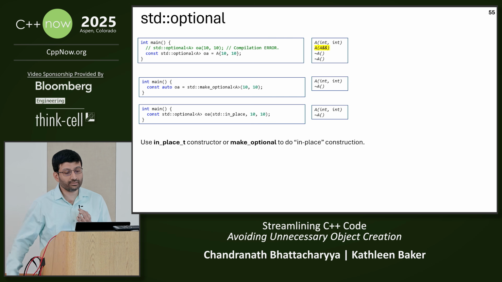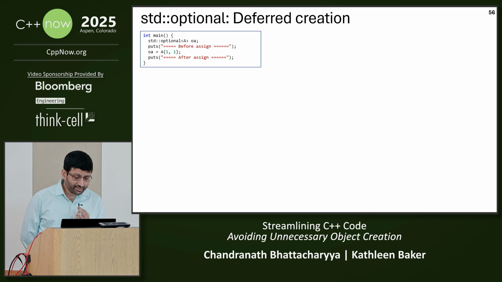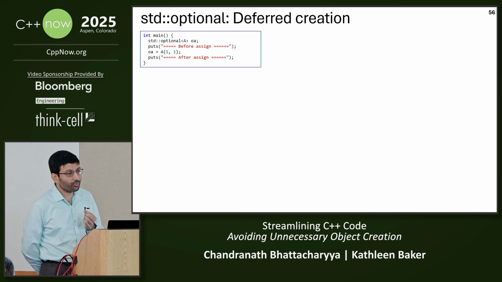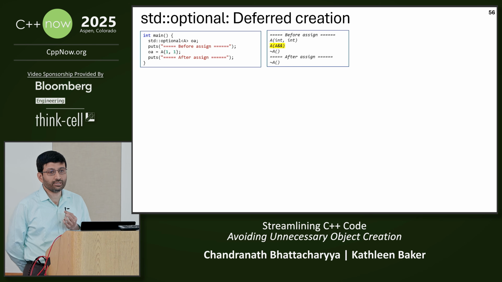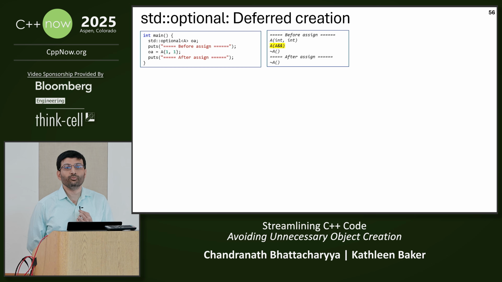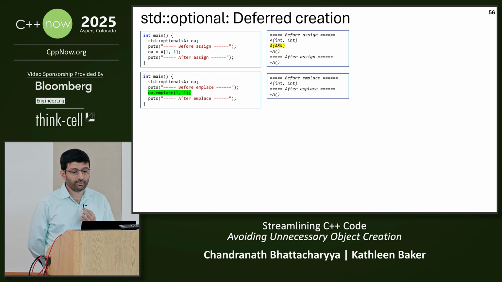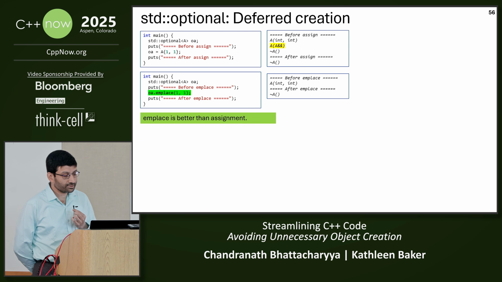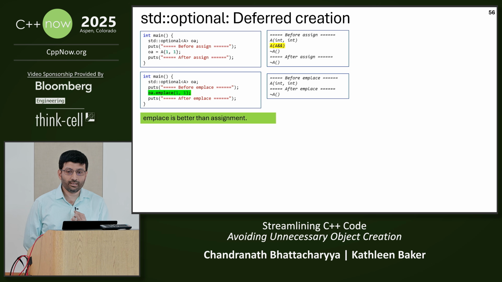What if we want to defer the creation, okay? So here is the scenario. Here we're creating the optional and letting it remain empty. Then after some time, we want to push in the value A(1, 1) into it. And this is one way to do it. Here's the output. As you can see that this is not optimal. It's actually creating the object and moving it inside. So what can we do to do better? We can actually use emplace. Okay, so emplace in this case, as you can see from the output, gives us the in-place construction. So emplace is definitely better than assignment for this scenario with optional.